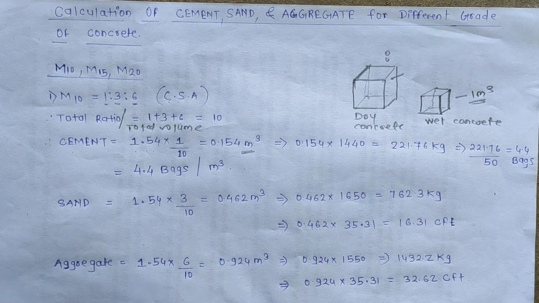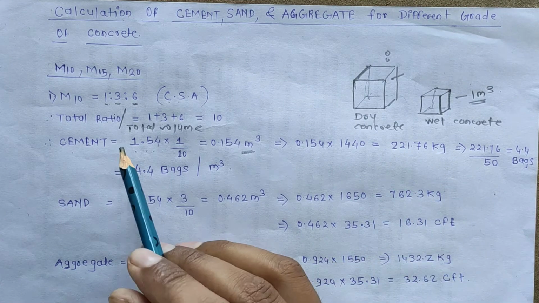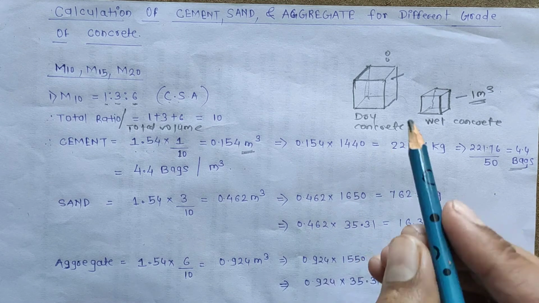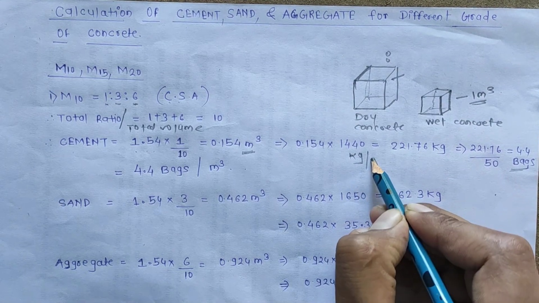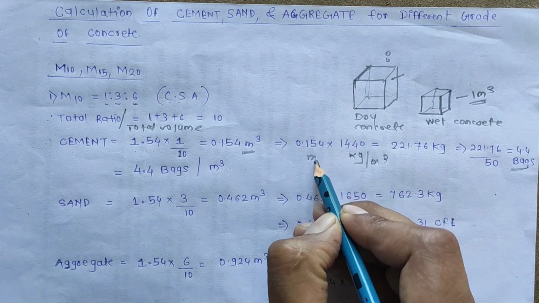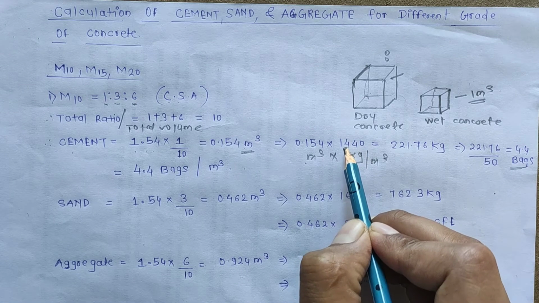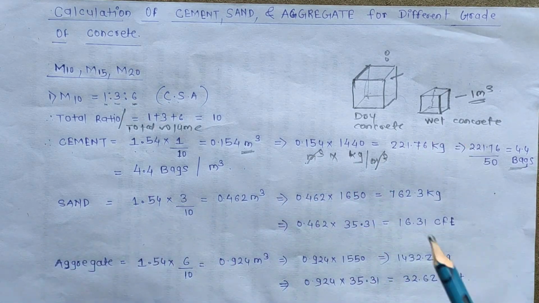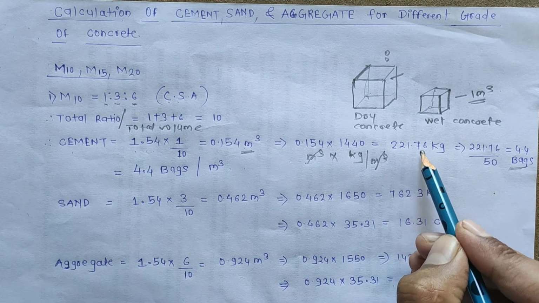But for any construction we need this cement quantity in the form of number of bags. So we first have to calculate the cement in kg, then convert it into number of bags. So what is the density of cement? We know that the density of cement is 1440 kg per meter cube, and this quantity comes in meter cubes. So when you multiply 0.154 meter cube by 1440 kg per meter cube, the meter cube gets cancelled, and we will get the quantity of cement in kg. So it comes to 221.76 kg.